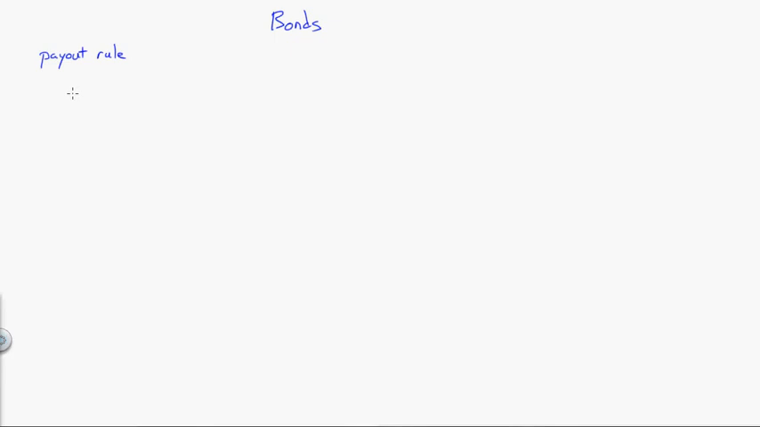And that payout rule is going to have to tell you exactly when they pay. So our bond is going to make semi-annual payments, and it's got 5 years to maturity, and it has a $1,000 par and a 6% coupon rate. So let's put that in a box, and we'll look at it this way.